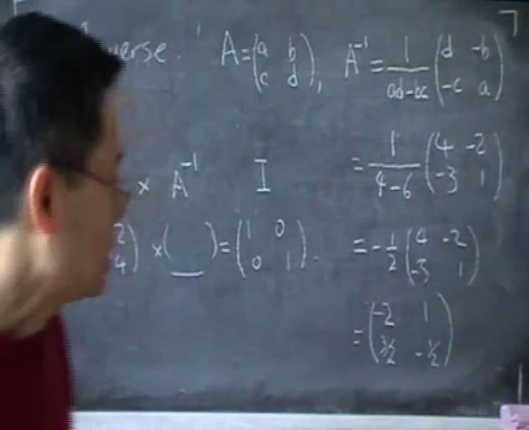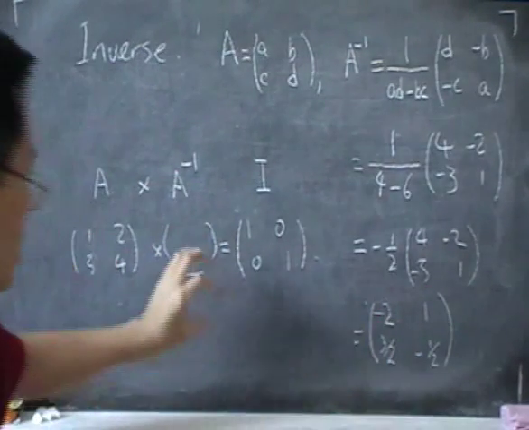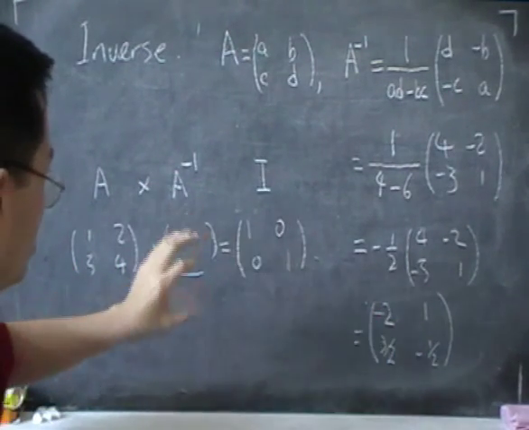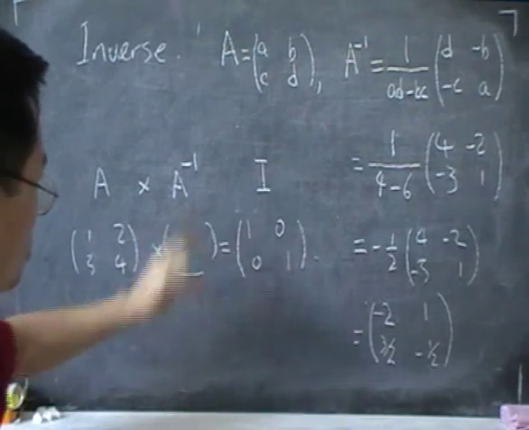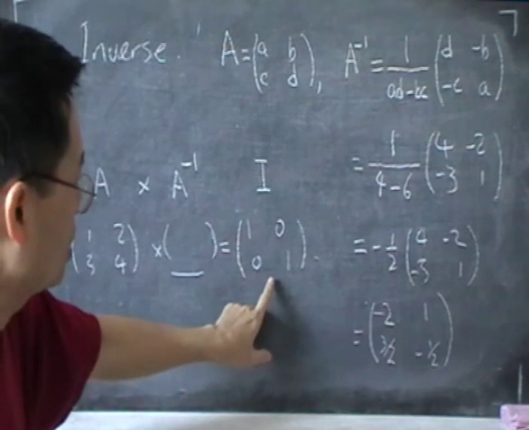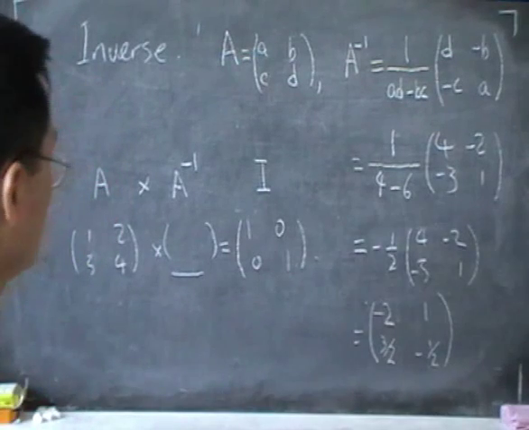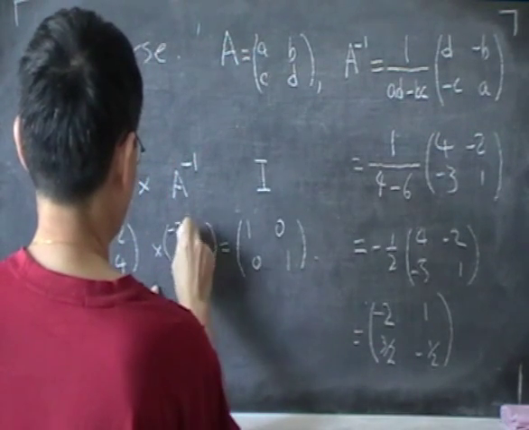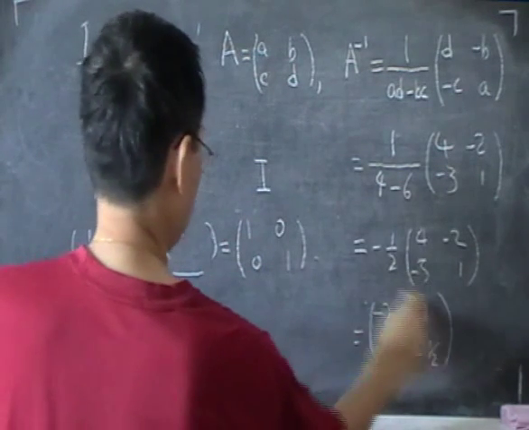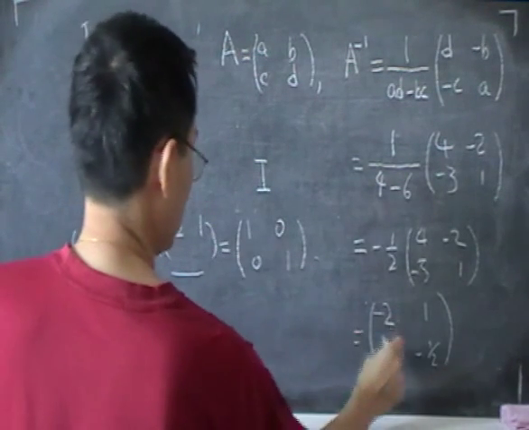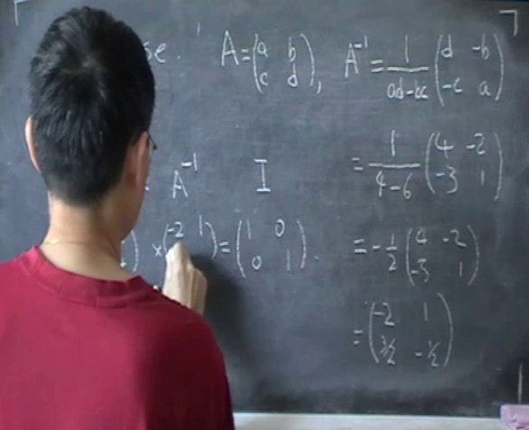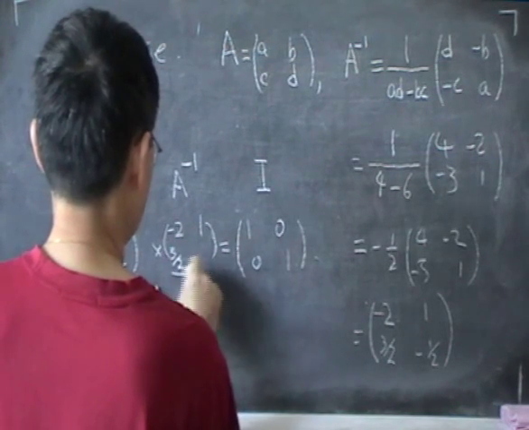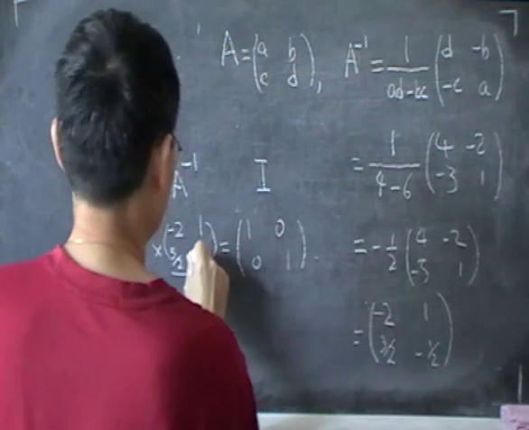What this means is that if I put this matrix here, then when I multiply those two, you will get the inverse. So I'm going to fill this in. That's minus 2. That's a 1. 3 over 2. Minus half.